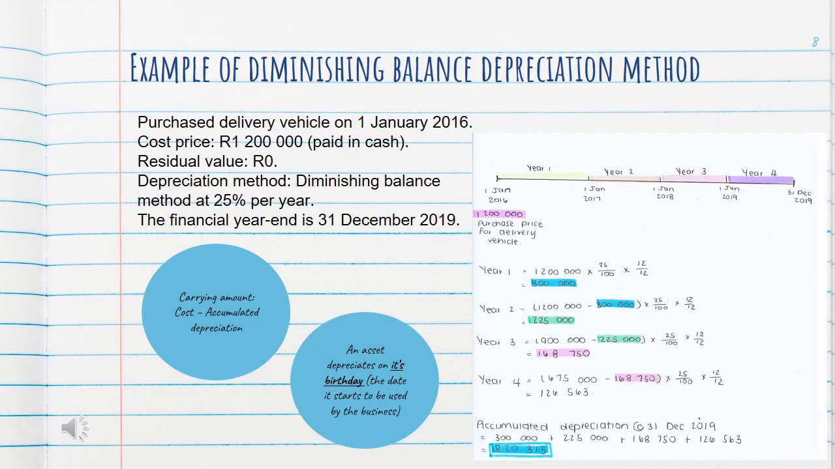Alrighty, so here is an example of the diminishing balance method of depreciation. This one is very simple. I did only realize once I had copied it down. But you will get the gist of how this method works with this example.